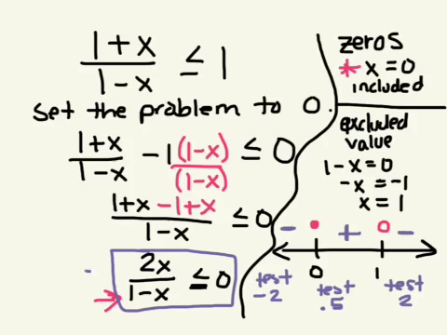So to solve this problem, where's the rational inequality 2x divided by 1 minus x less than or equal to 0? Less than or equal to 0 means the values are negative. So this is from negative infinity to 0, with a bracket on 0 because it is included. Union, from parentheses, and we use parentheses because you can't include 1. That's your excluded value. From 1 to positive infinity.